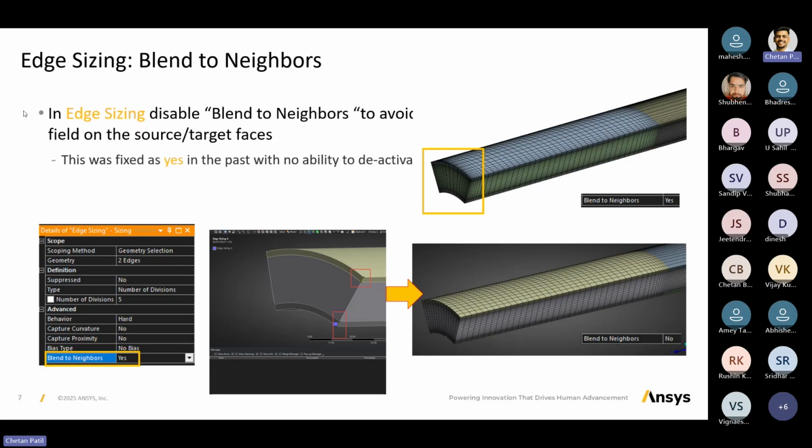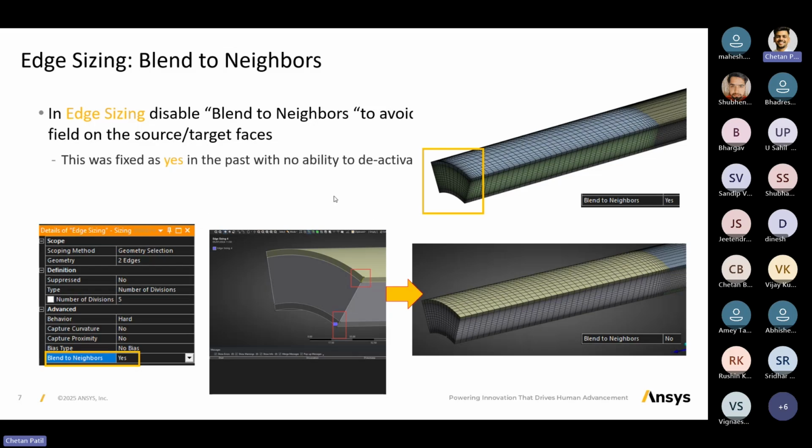That's why there is an upgrade here where you can find a new tool called blend to neighbor. This tool gives you access to either enable or disable it. Whenever we were using the edge sizing in the previous version, the option was always enabled. Due to that, just meshing the local regions on the geometry also affected the mesh on the neighbors of the edge, which was affecting the quality of the mesh as well, and this was affecting the simulation results. In the latest version, they have fixed this problem by providing an option to enable or disable this blend to neighbor through the edge sizing.